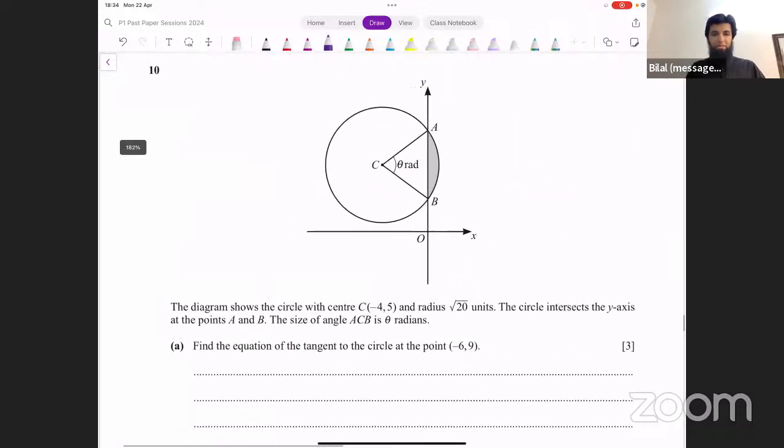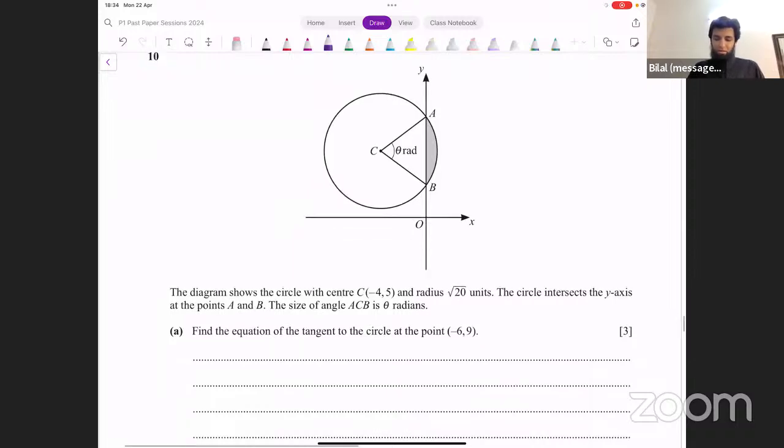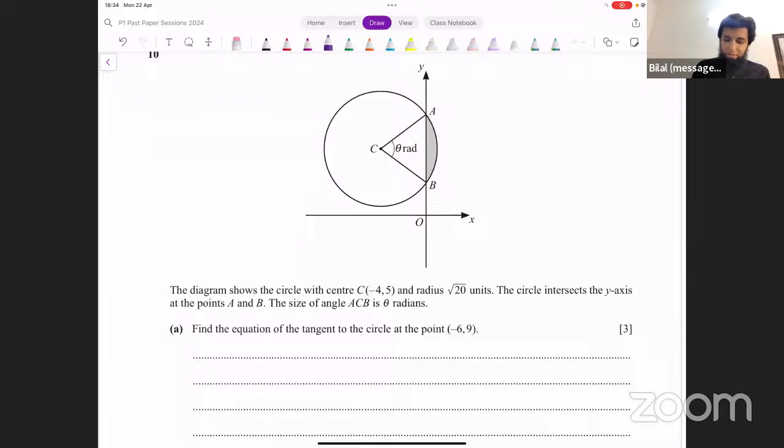Question number 10. It says the diagram shows the circle with center C, minus 4, 5. So we've got the coordinates of the center. They are minus 4 and 5. And radius under root 20. Radius of the circle is under root 20.